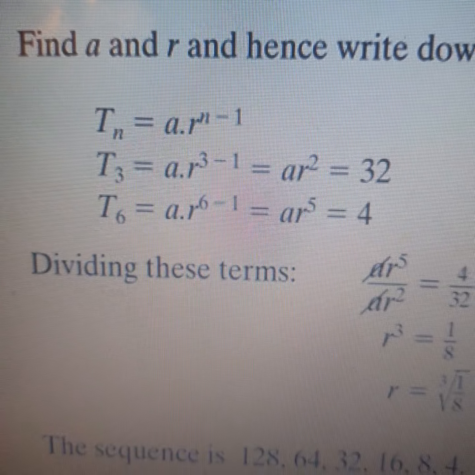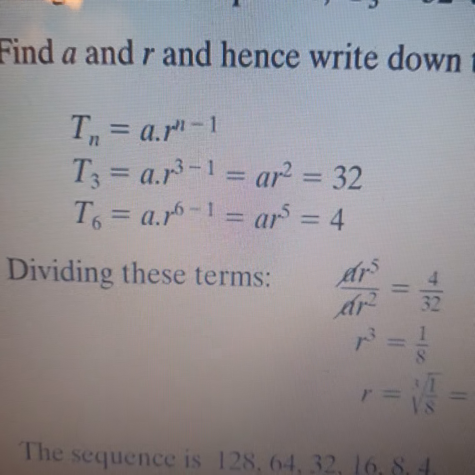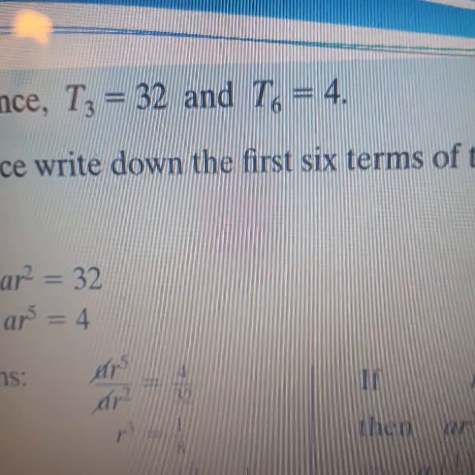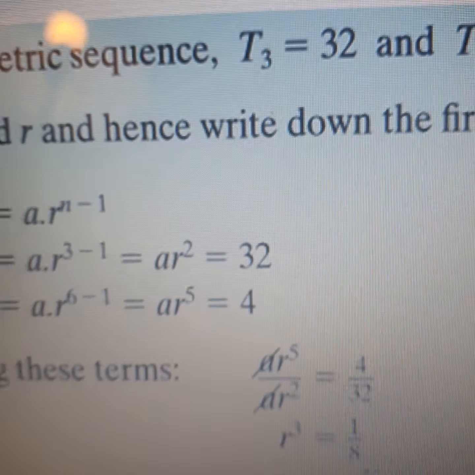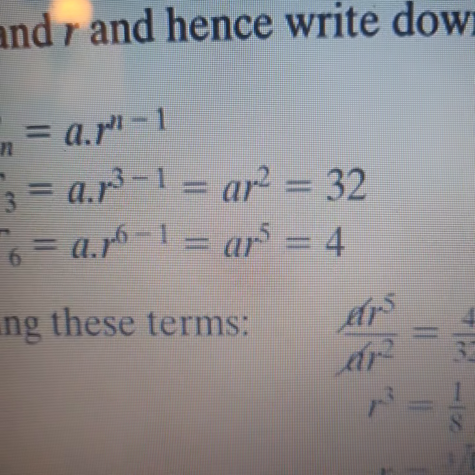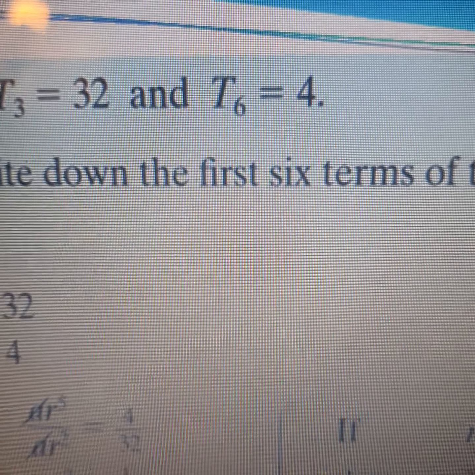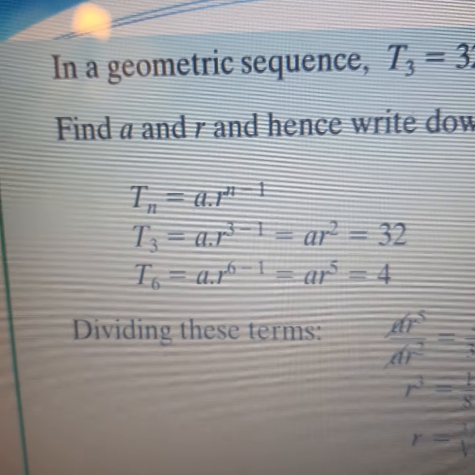T3 then is going to be A R to the power of 3 minus 1, which is going to be A R squared. Now what are we told that T3 is equal to? T3 is equal to 32. So we're going to let A R squared equal 32. Secondly, we're told that T6 is equal to 4.